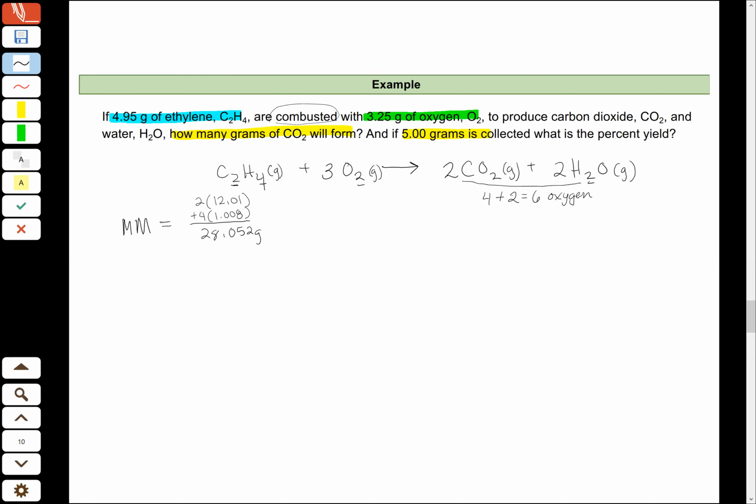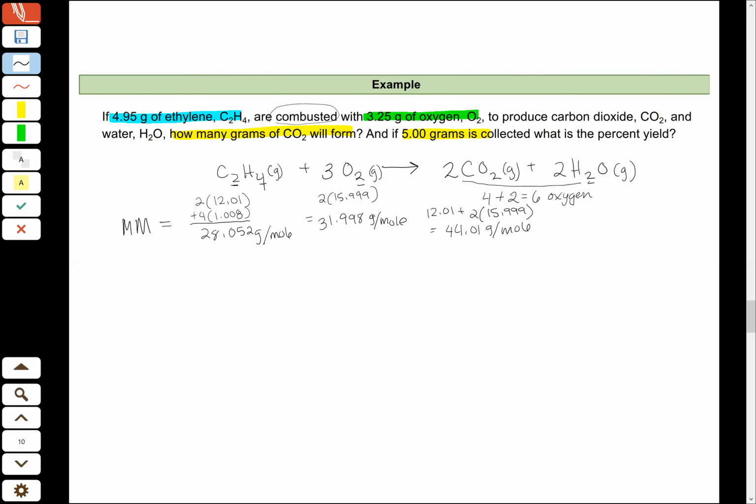28.052 grams. Now for oxygen, it's going to be 2 times 15.999. That's the molar mass of oxygen atoms individually from the periodic table. So that's going to give me a molar mass of 31.998 grams per mole. For carbon dioxide, I'm going to have 1 carbon, 12.01, plus 2 times my oxygen molar mass. That's going to give me a molar mass of 44.01 grams per mole. Put units on these other ones over here.